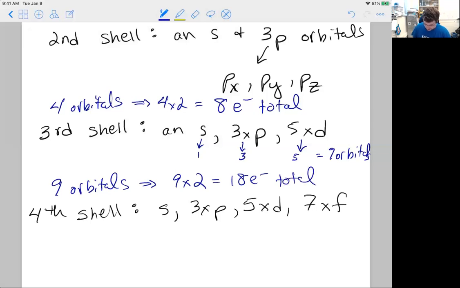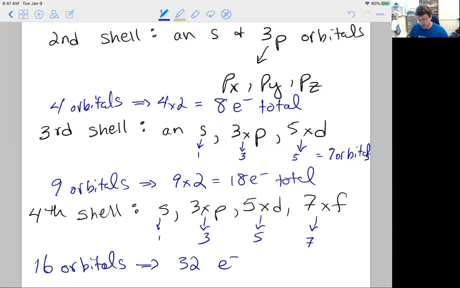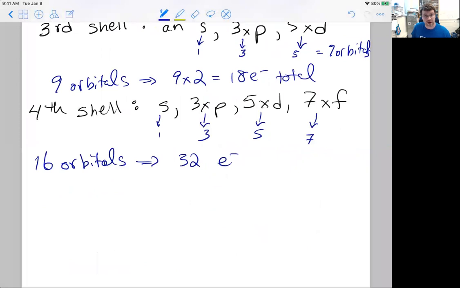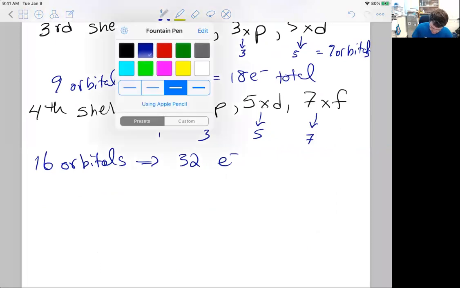In the fourth shell, we have the opportunity to have an S, which is 1, 3 p orbitals, 5 d orbitals, and 7 f orbitals. It's the answer before, which was 9, plus 7 is 16. So 16 orbitals, and we can hold all the way up to 32 electrons in the fourth shell of orbitals surrounding an atom.